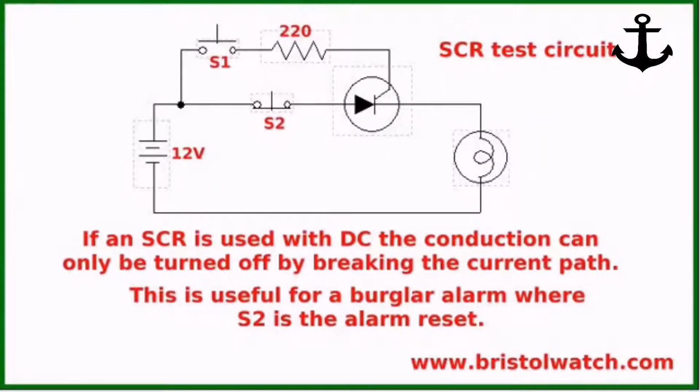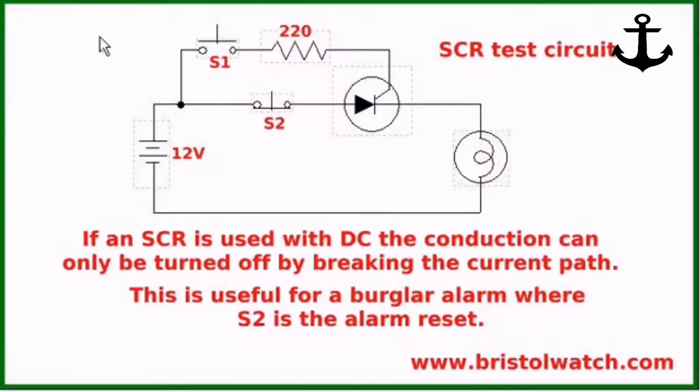Now we have an SCR connected to a DC circuit. Of course, it's not marked here, but that's the anode, that's the cathode, this is the gate, and it's being triggered from the anode side again. If I press S1, the light bulb, of course, will turn on. But if I release S1, it will stay on.